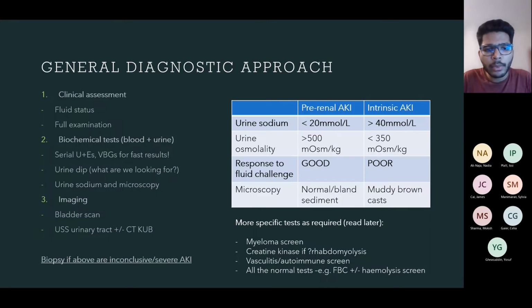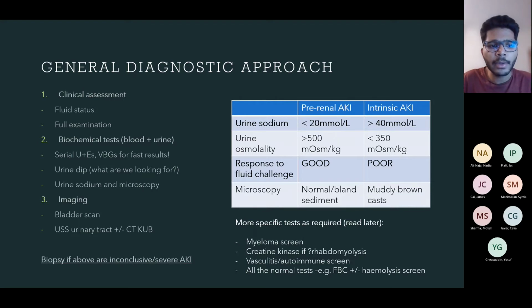Again, this table on the right, I want you to have a look at in your own time. But the general diagnostic approach is basically what I've been trying to hammer in from the beginning. You start off with a clinical assessment of the patient. This is how you pick up a pre-renal AKI. So you're going to do your fluid status and a full examination of the person. Are they overloaded? Are they dehydrated? Do they look like they're septic?